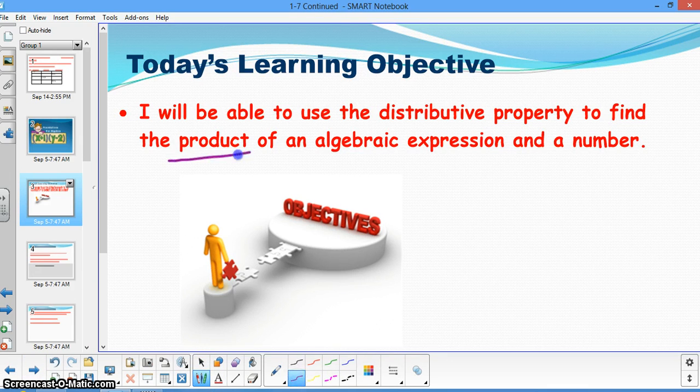First, product. You should know the product means to multiply. Also, you should be able to see what expression means. Expression does not have an equal sign. So with distributive property, we are not solving anything. We're simply combining things that are similar and simplifying the expression.